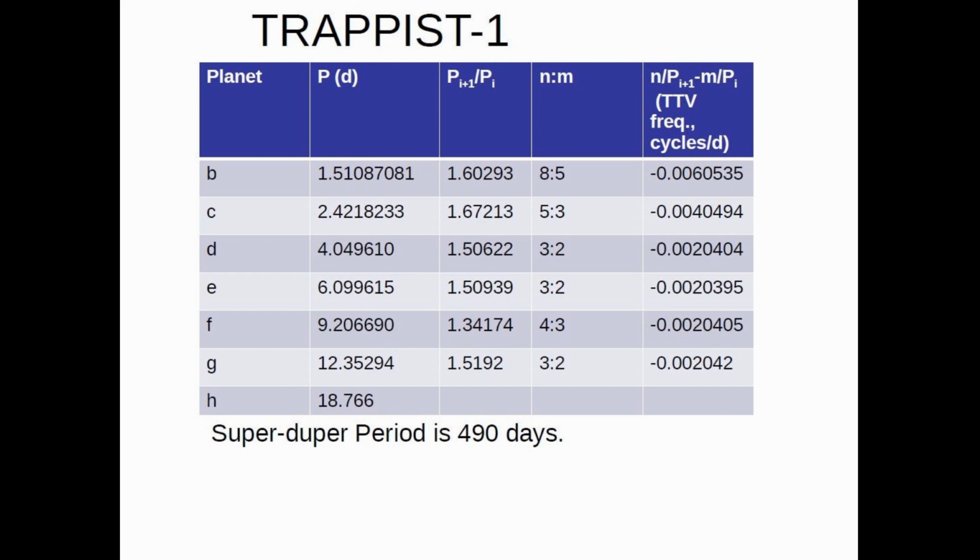And then I haven't inverted to get the period yet in this column, but you see here, it's the same numerology we played before, but now with the frequency. So this is frequencies in cycles per day. And you'll notice that these 4 all agree at 0.002. So you invert that and you get 490 days for all the pairs in this system.